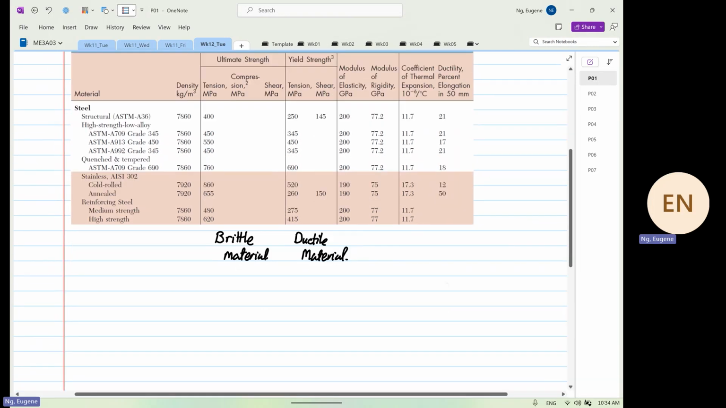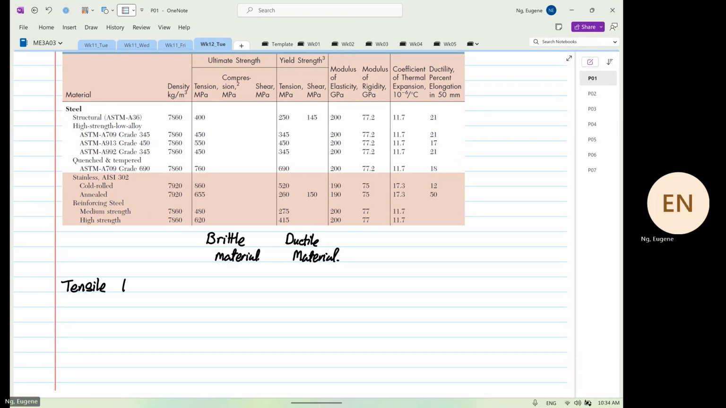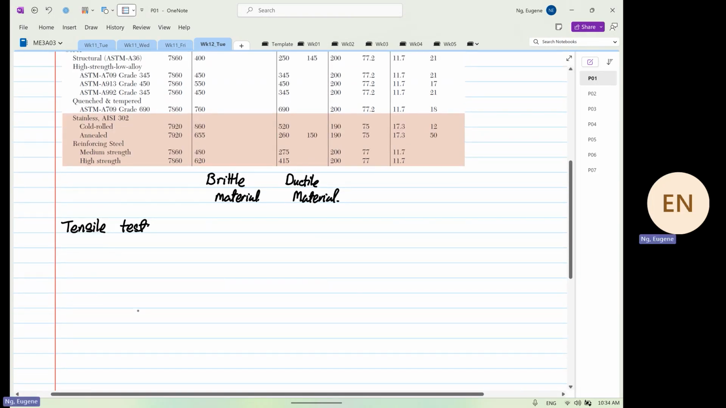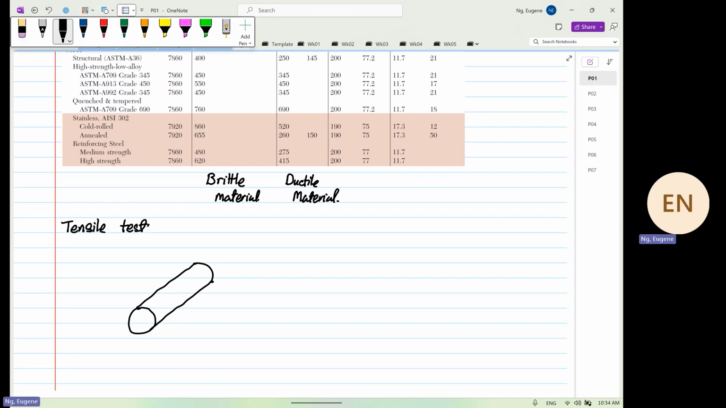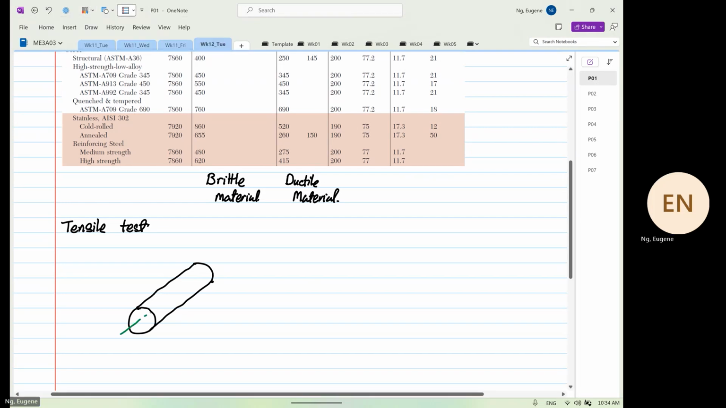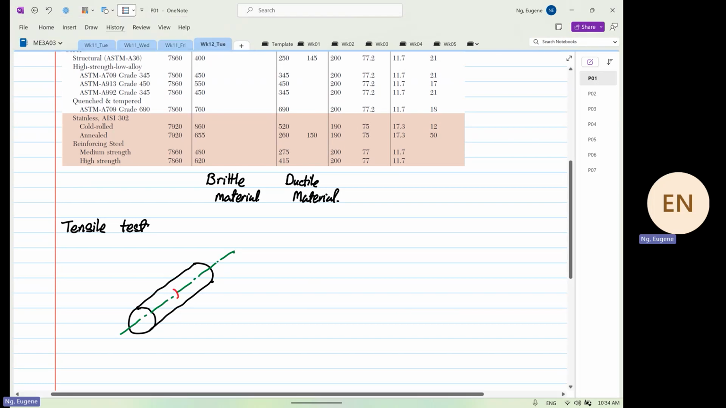So we know during our tensile test, we have a cylindrical test piece. And over here, this is our centroid, the geometric centroid. And then I'm going to construct that this is our element.